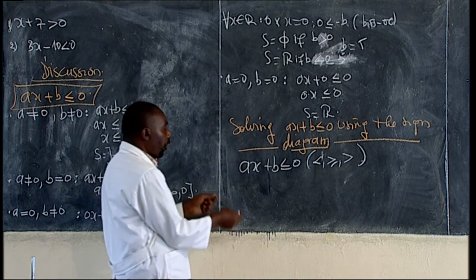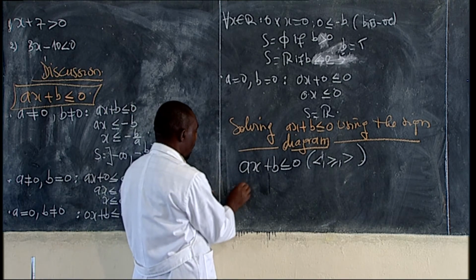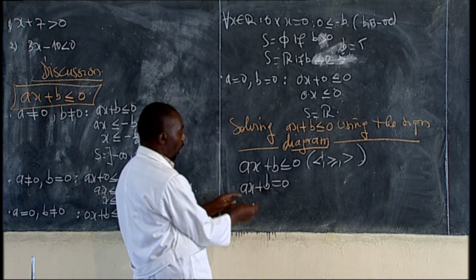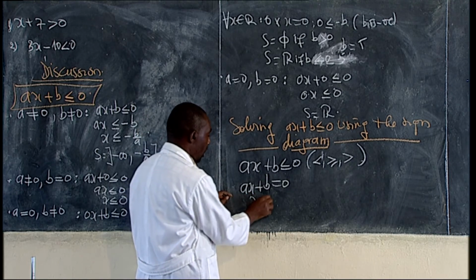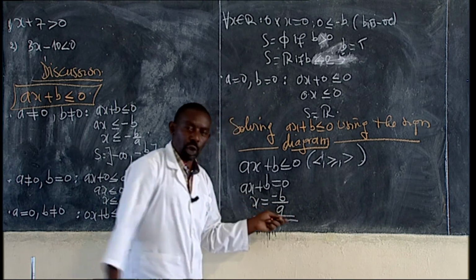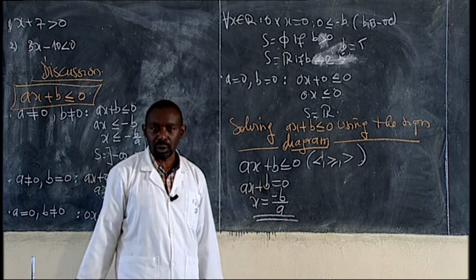So what you're going to do, first of all, you change this inequality into an equation to have ax plus b equal to 0. You solve for x, and you get minus b divided by a. This is known as the critical value or critical number for this equation.